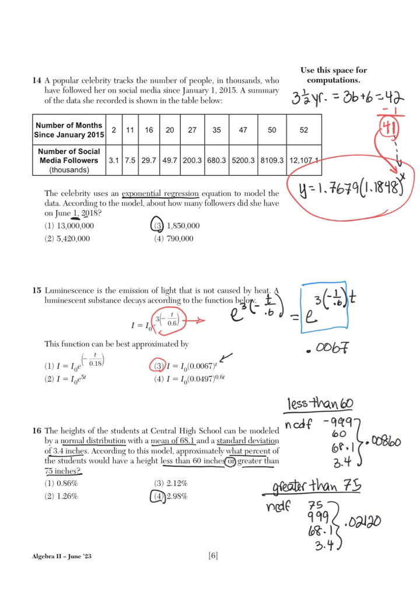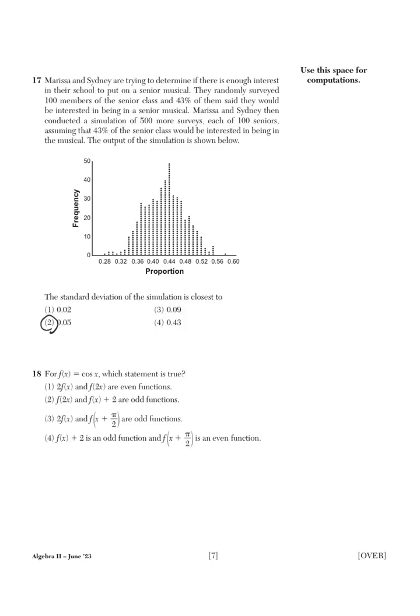So they want to know what percent of the students would have heights that are either less than 60 or greater than 75. Or means you take these 2 values right here and you add them. So all you're going to do is take that 0.00860 and add the 0.02120, and that will give you the answer, which would be choice 4.